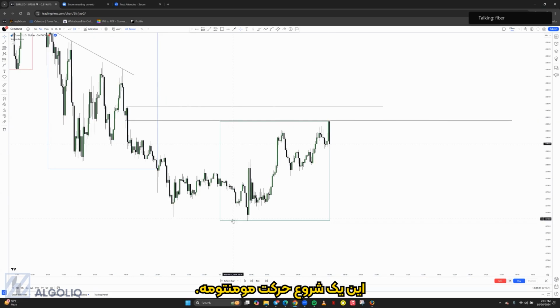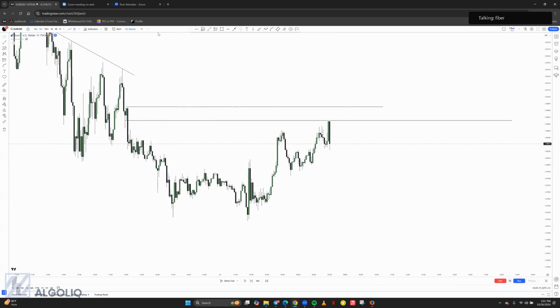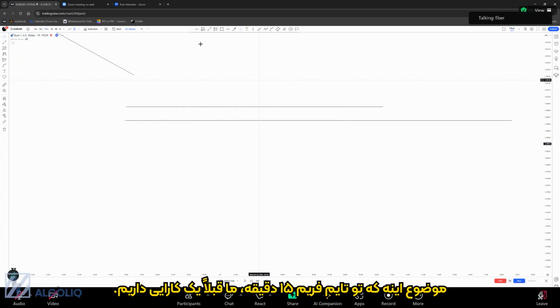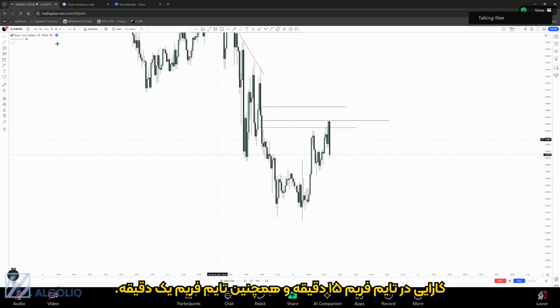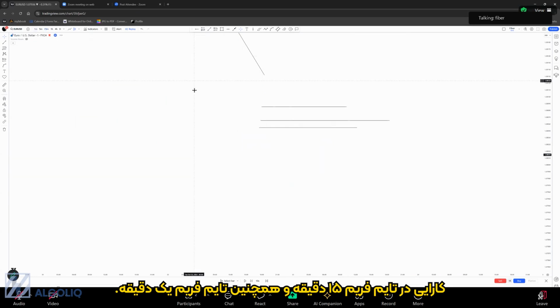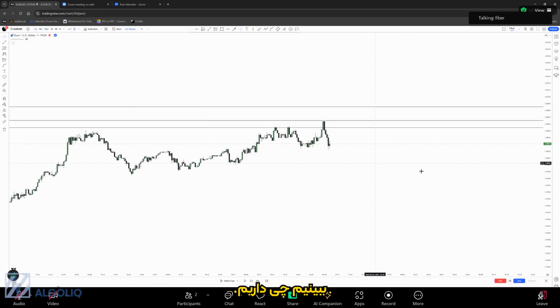Okay, this is a momentum kick in. The thing is, on the 15 minutes time frame, we already have an efficiency, right? Efficiency on the 15 minutes time frame. On the 1 minute time frame, let's see what we have.